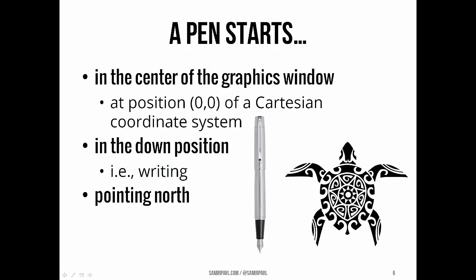Initially, when we create a new pen, that pen will be in the center of the graphics window at 0, 0 if we're working with a normal Cartesian coordinate system. It's going to be down, in other words, writing, and it's going to point north. That means if we move it, the pen will, by default, move north until and unless we change its direction.